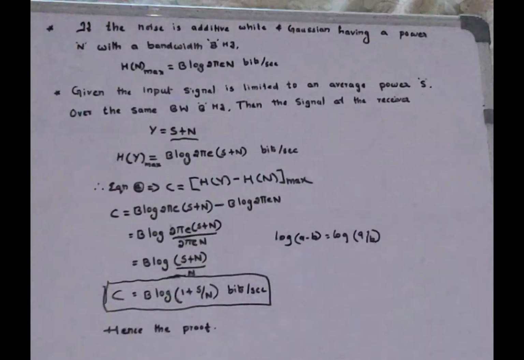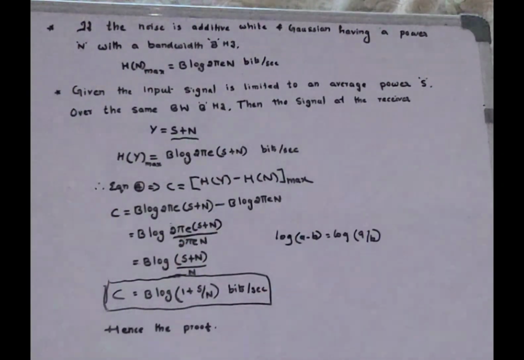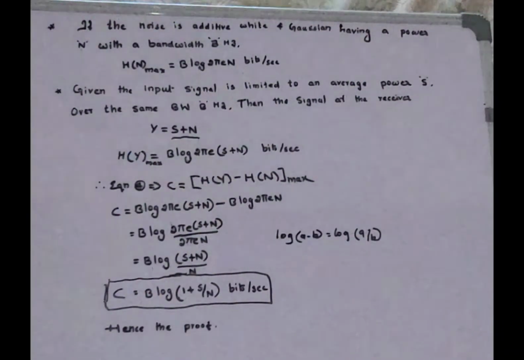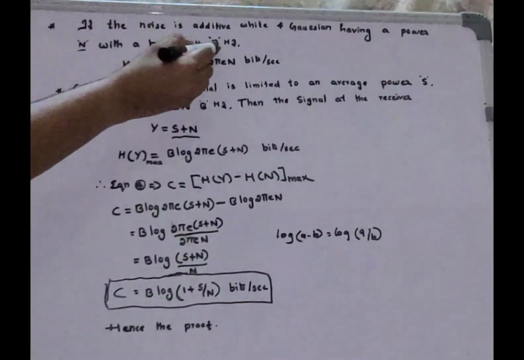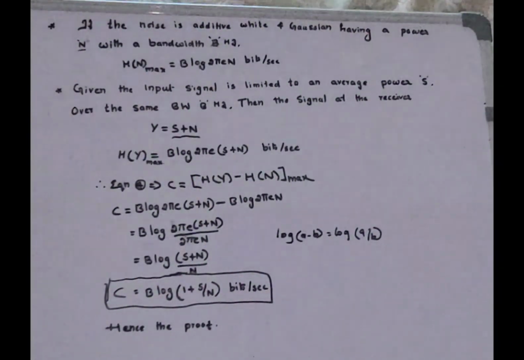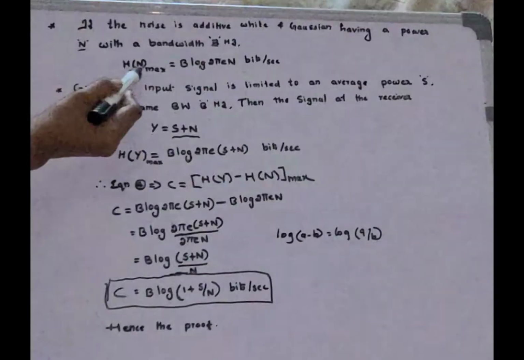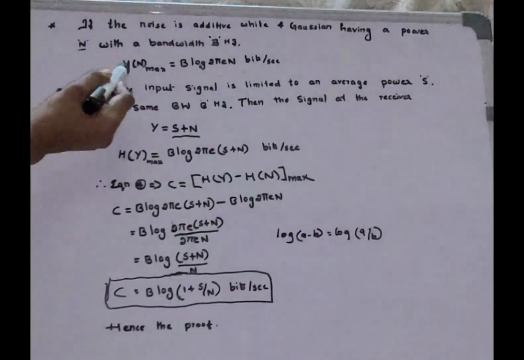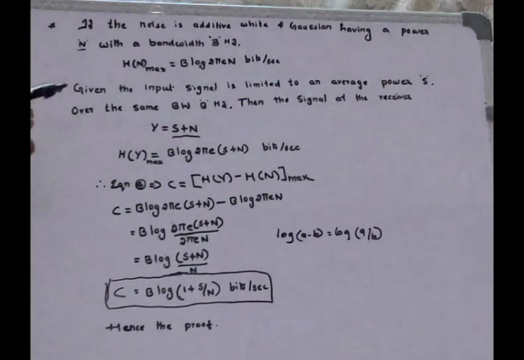If the noise is additive white with a Gaussian distribution, and the noise power is N with a bandwidth of B hertz, then the entropy of the noise is equal to B log 2 pi E N bits per second. Here, this is the general equation for the entropy of the noise, that is H of N is equal to, in terms of bandwidth and noise power, B log 2 pi E into N.